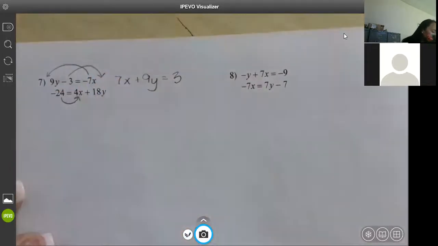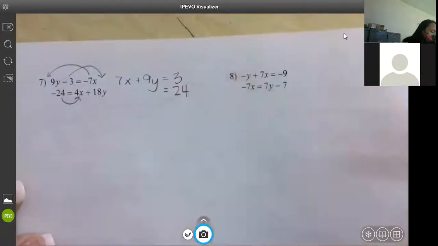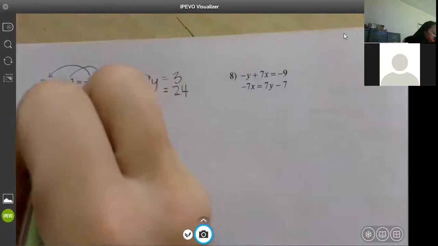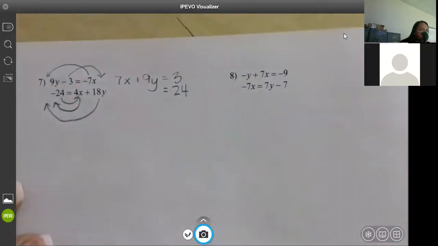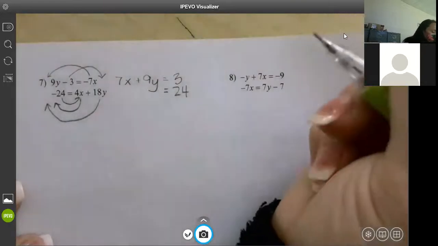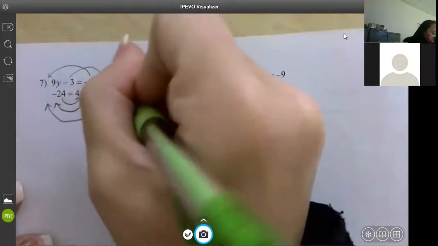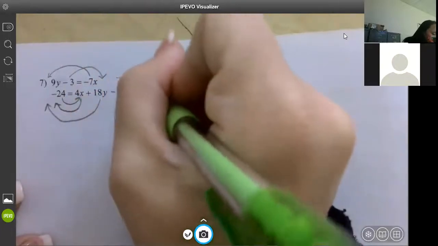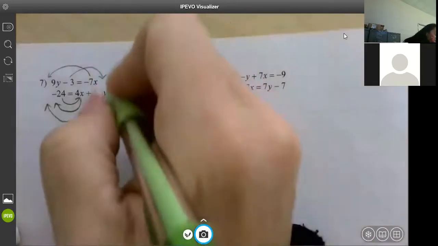So the 24 is on the wrong side, so we need it on this side. How do we do that? Add, so it's going to turn into a positive 24. This x and the y needs to move to the other side. So what do they become? They're already positive, so they become negative. Do I have anything alike that I can go ahead and mark out? No. So switch the front two.